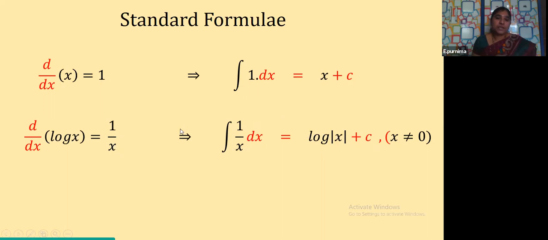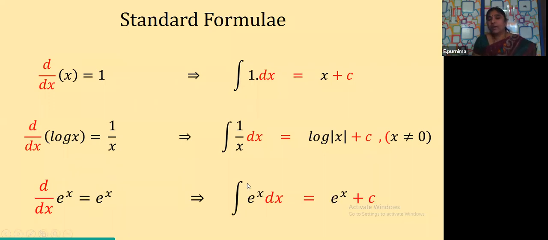The third one is d by dx of e power x is equal to e power x. Similarly, when you are finding the integral, integral e power x dx is equal to e power x plus c. Clear? So these are the three standard formulas we have. Next, let us see a few more. One more is there, children.